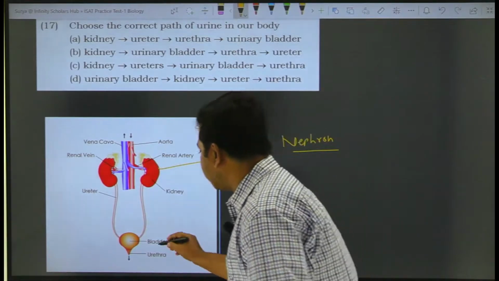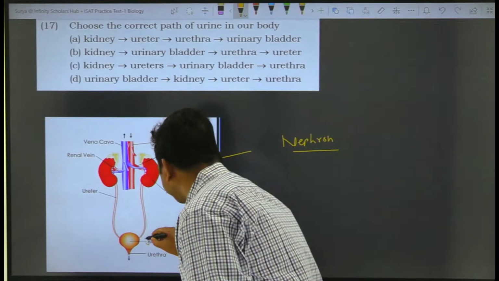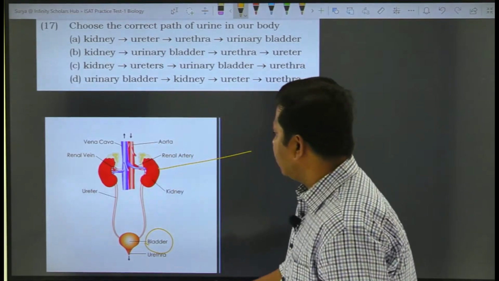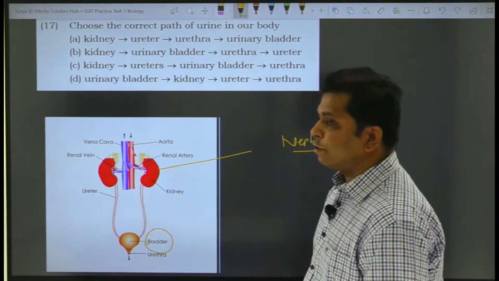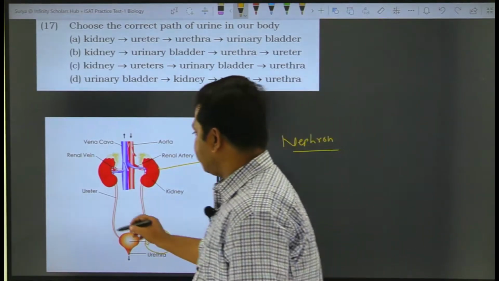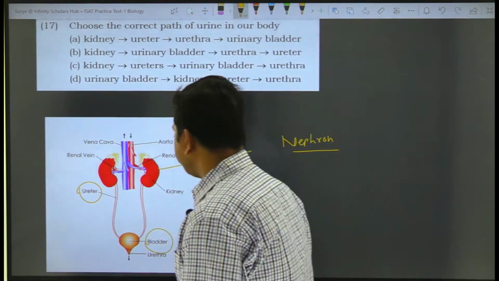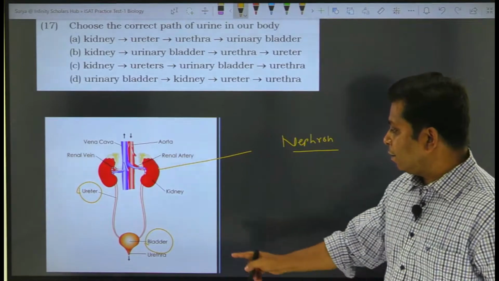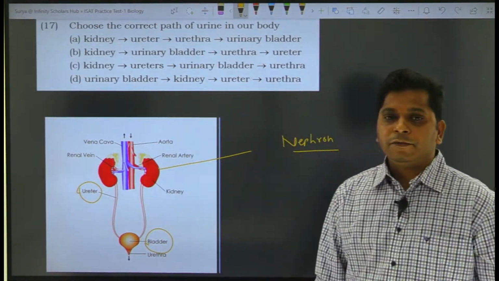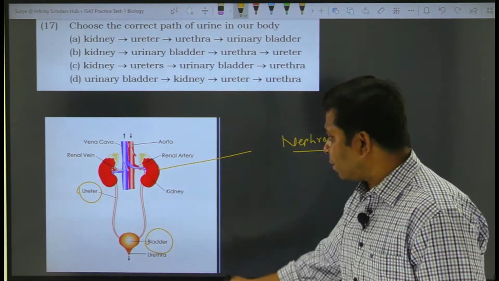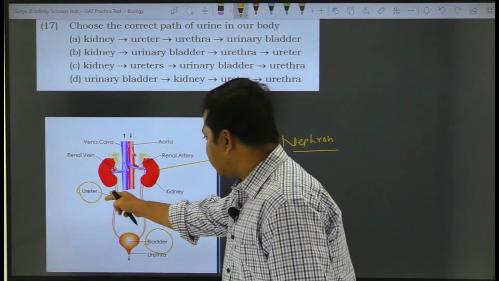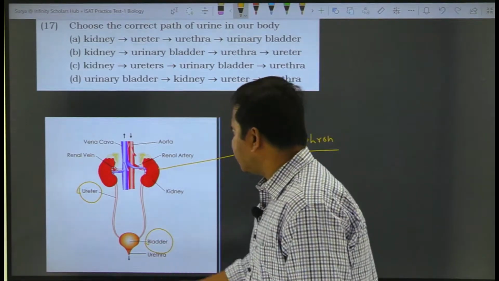The storage organ is the bladder. The bladder stores the urine, and the tube that carries this urine is called the ureter. And finally, from the bladder, the urine would be released through the urethra. So, this is the pathway: from kidney to ureter to bladder and then urethra.